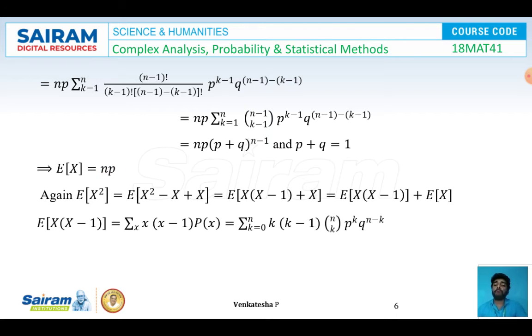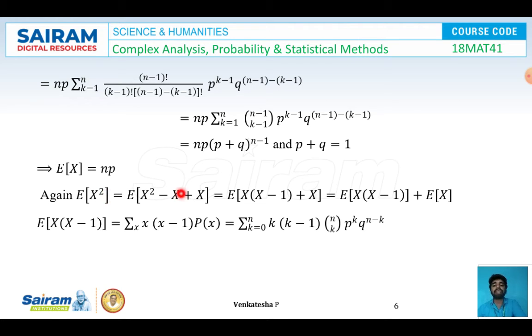Okay, now our job is to find the value of variance. To find the value of variance, the formula is expectation of x square minus expectation of x whole square. So I'm going to find the value of expectation of x square first. So later I will be finding the value of variance. So take the formula of expectation of x square. So expectation of x square can be expanded like this, that is expectation of x square minus x plus x just by adding x and subtracting x in this expression.